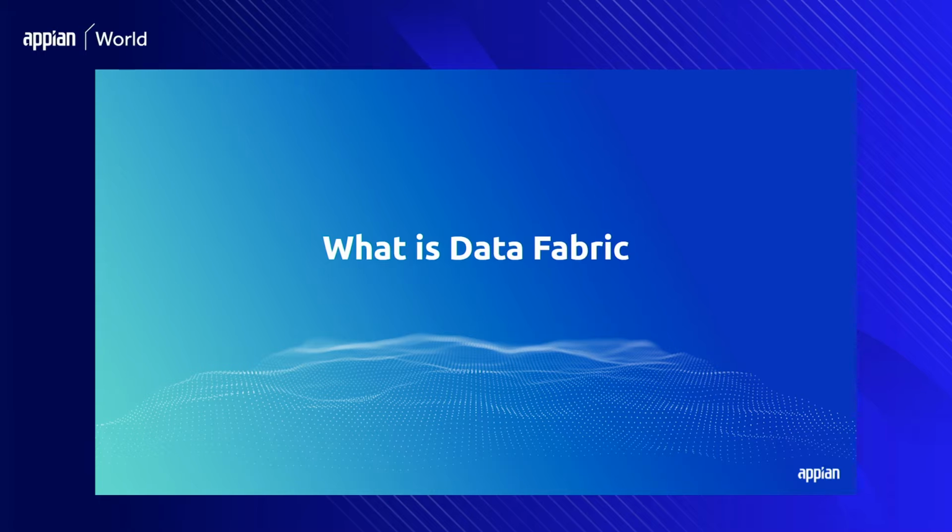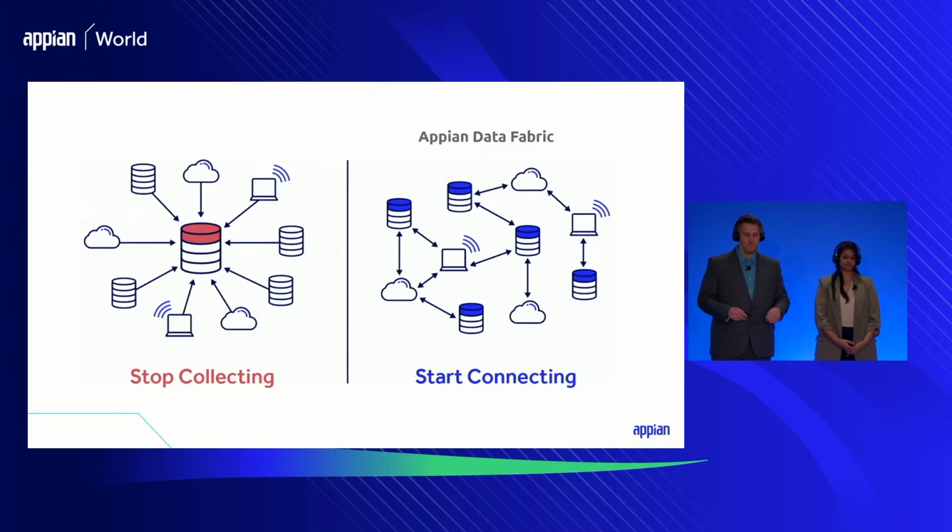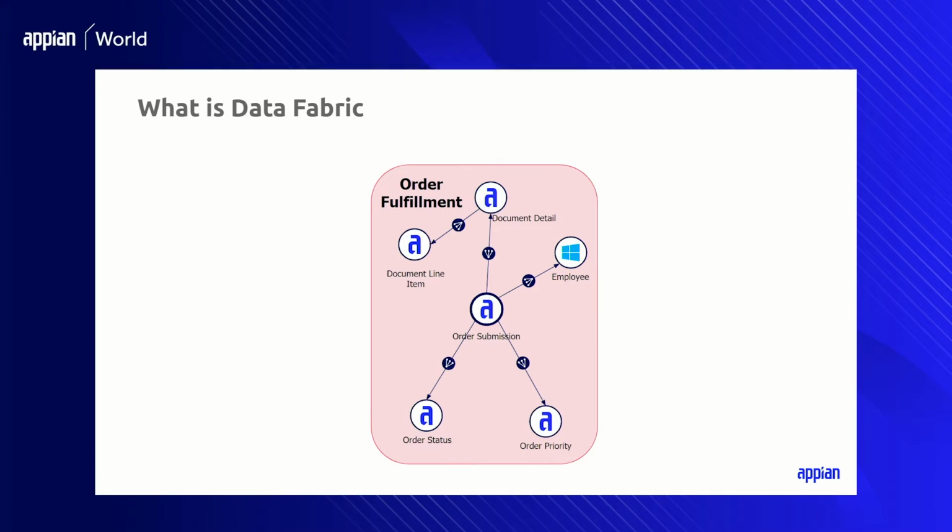All right, so let's start with the obvious question. What is Data Fabric? Data Fabric is a set of features that provides our customers a way to connect to their data in real time across the enterprise to where data lives as the source of truth. Instead of the old model of months-long integration projects for each individual source, we provide a framework for you to model that data inside of Appian, create relationships between the different sources, and use that virtualized data layer when building applications.